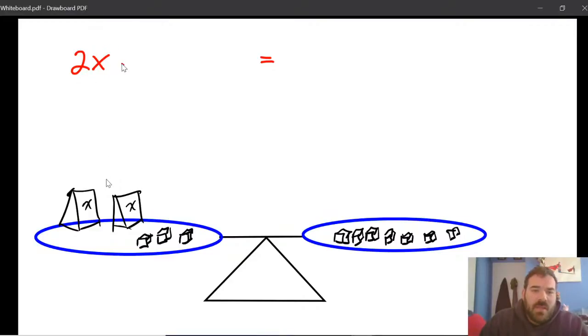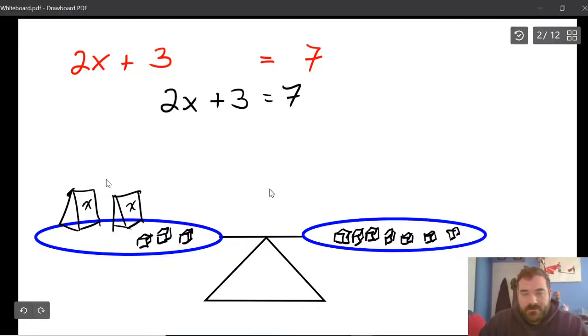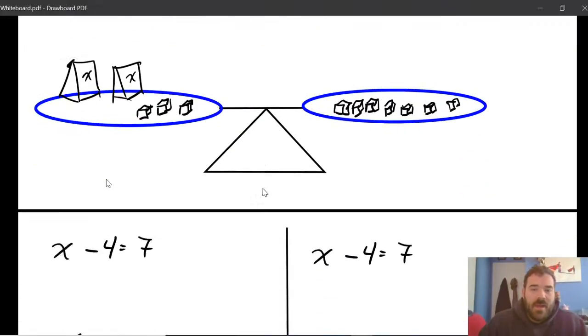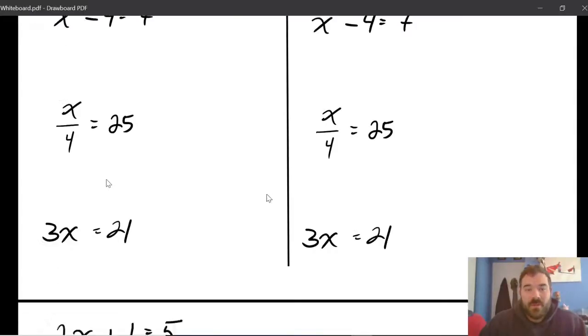So I have 2x plus, I have 2 bags of x plus these 3 unit cubes here. On the right side, I just have 7 unit cubes there. So, writing this as an equation, I have 2 bags of x plus the 3 cubes is equal to 7 cubes. Let's return to this, and we'll solve this. But first, let's solve single-step equations through intuition, and then we're going to do it using the algebra.